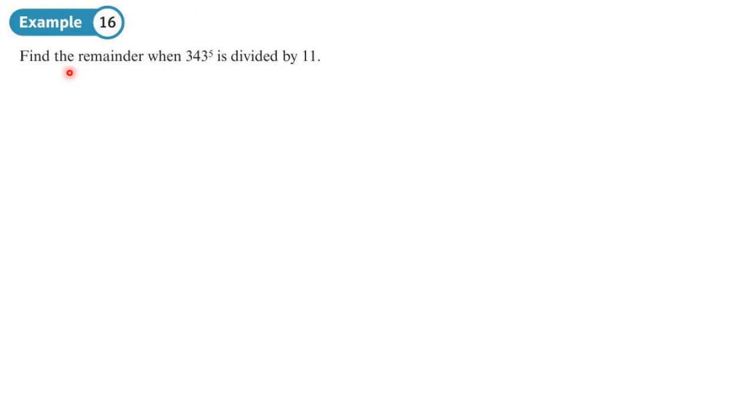Okay, so this question says find the remainder when this number is divided by 11. Now, anytime you get a question that says divided by something, let's call it M, you want to be working in mod M. If this said divided by 5, we want to be working in modulus 5. The reason we do that: if we work in modulus 11, what does the number represent in modulus 11? The remainder. So that will give us the remainder.